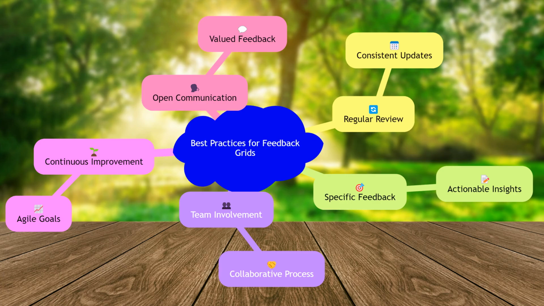To get the most out of feedback grids, it is important to follow best practices. These include regularly reviewing and updating the feedback grid, ensuring that feedback is specific and actionable, and involving the entire team in the process. It is also important to create a culture of continuous improvement and open communication, where feedback is valued and acted upon. By following these best practices, teams can maximize the benefits of feedback grids and achieve their Agile goals.